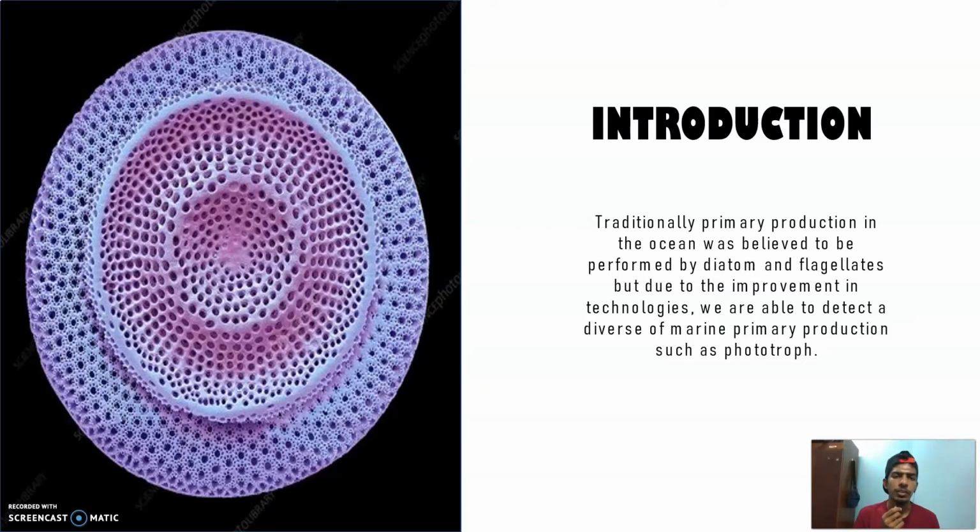For the introduction, traditionally we believed that diatoms and flagellates were the only marine primary producers, but as technology improved, we realized that there are many more marine primary producers other than diatoms and flagellates, such as phototrophs.